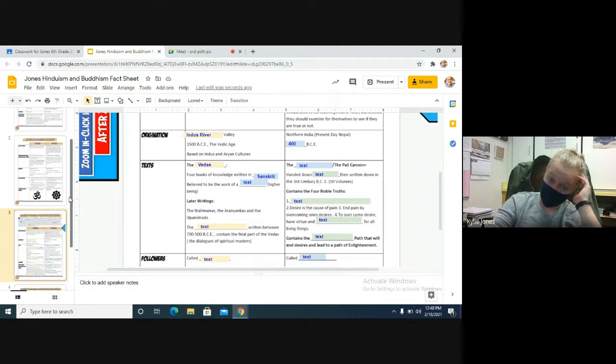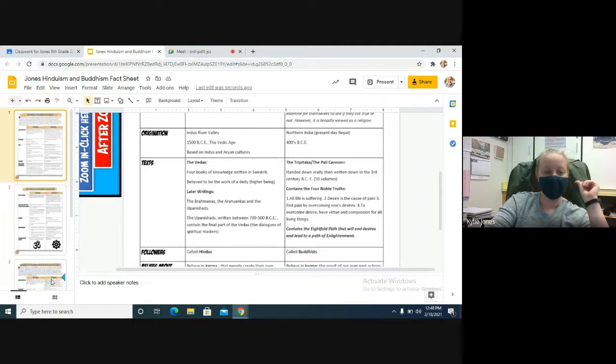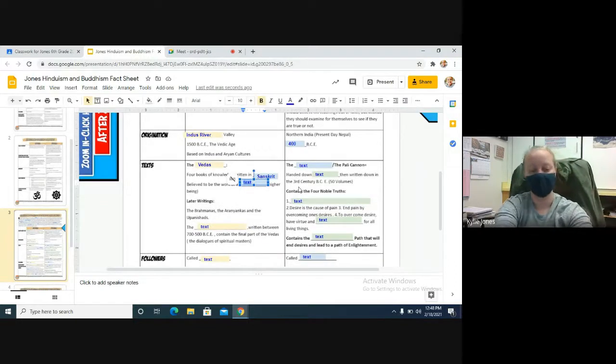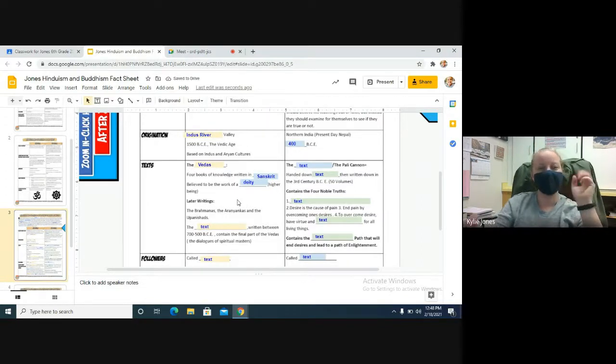It's believed to be the work of a blank, a higher being. It's not on there, is it? Close, it's deity. Deity is kind of like a god, so some sort of higher power. So the Vedas are believed to be the writings of some higher power.